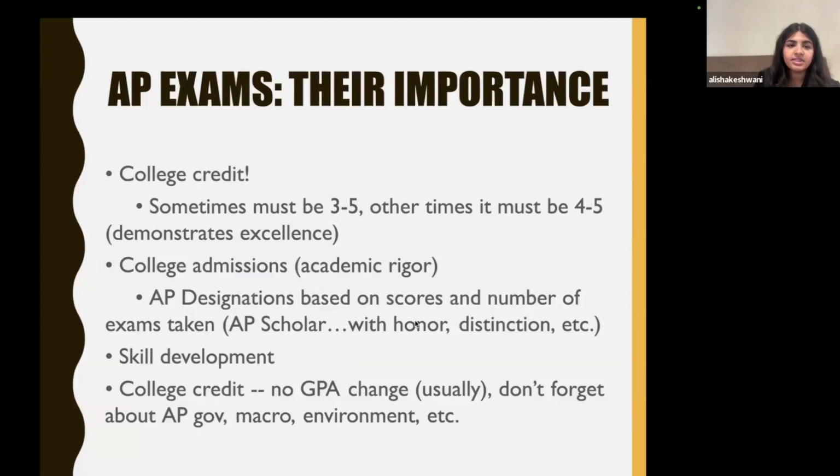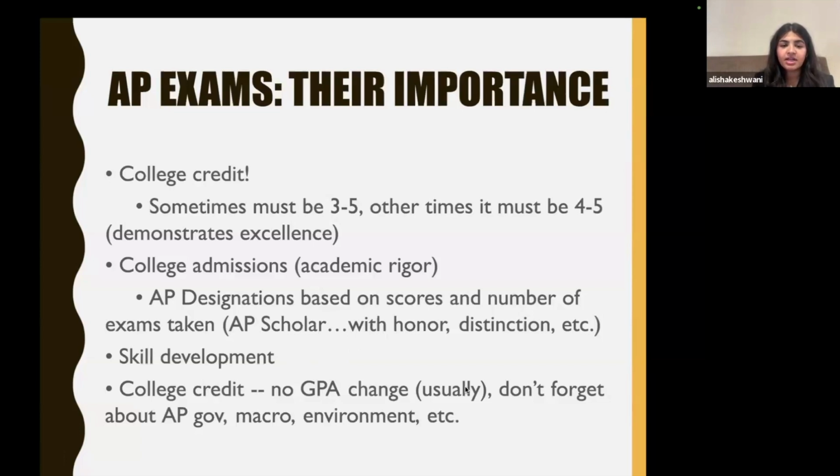Another thing that's really nice about AP exams is that you can get college credit for it, but it doesn't affect your GPA. So, for example, if you take an AP science class and you get a 5 on the exam, you can get college credit for that. But even if you didn't get an A in the class, you're still going to get college credit, but it's not going to affect your GPA in college, which is really nice.